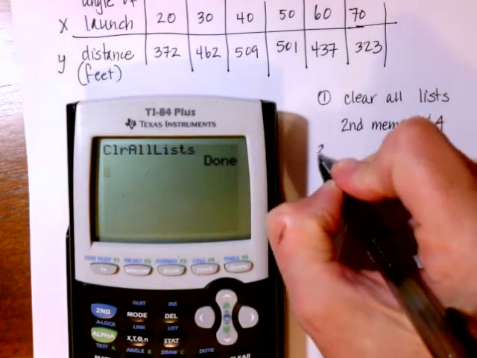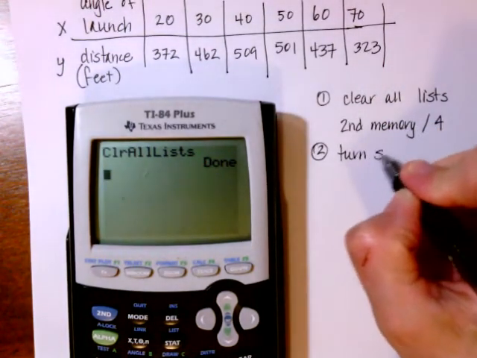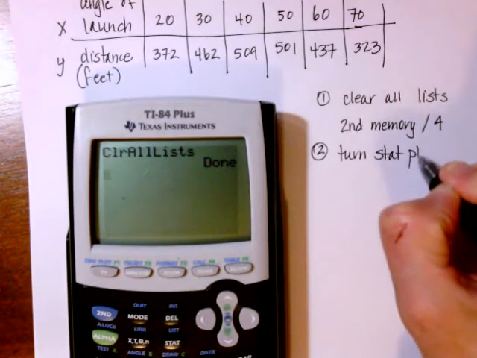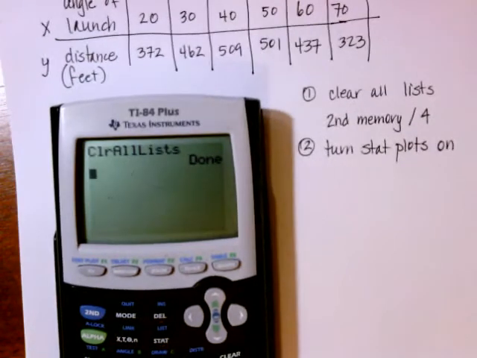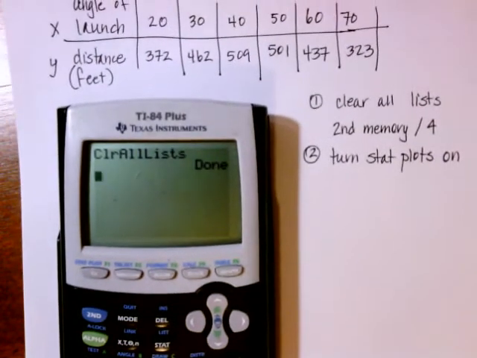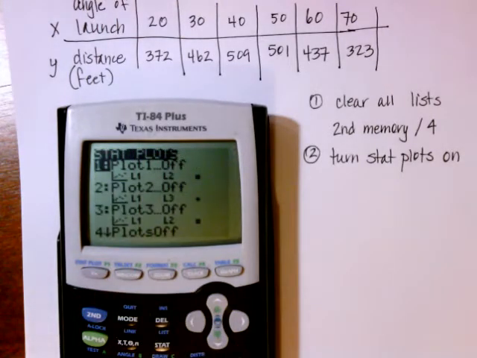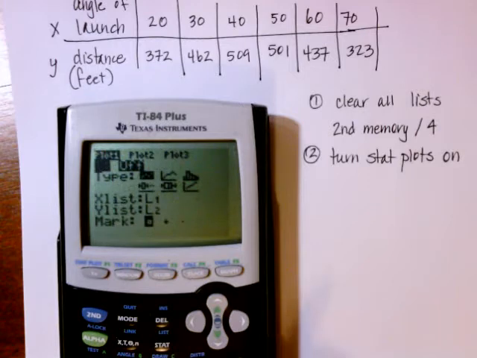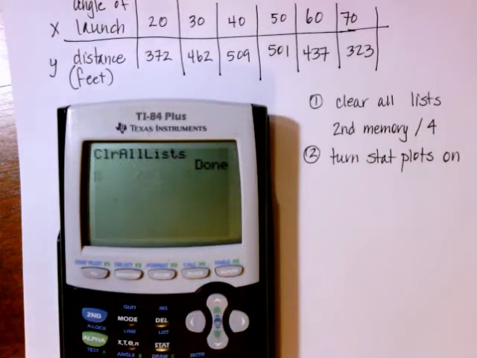The second thing that I'm going to do is turn my stat plots on, because a stat plot is what we are actually going to do, and it's helpful if you can see the data. So I'm going to go second stat plot. Notice that my plots are turned off, so I'm going to hit enter. I'm going to go to my On and hit enter, and then hit enter just to make sure. Okay, so now I think they're turned on.